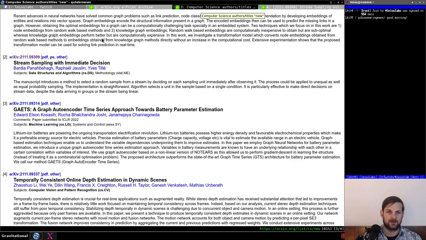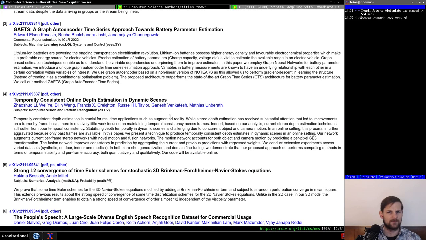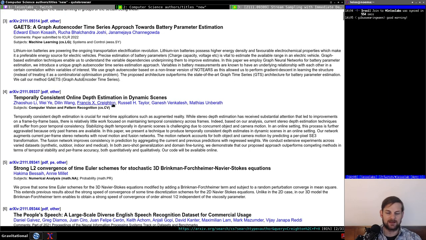Let's see, what else do we have? I can delete this tab. A graph autoencoder time series approach towards battery parameter estimation. I didn't realize that was an unsolved problem. I thought we had a better understanding of how to tell how much power was left in a battery. I thought this was something people already knew how to do relatively well. It's interesting that it's appearing at all. Temporally consistent online depth estimation in dynamic scenes.